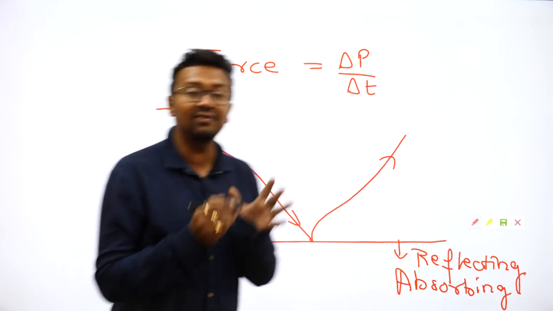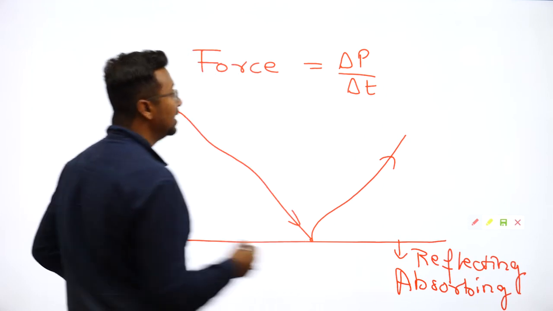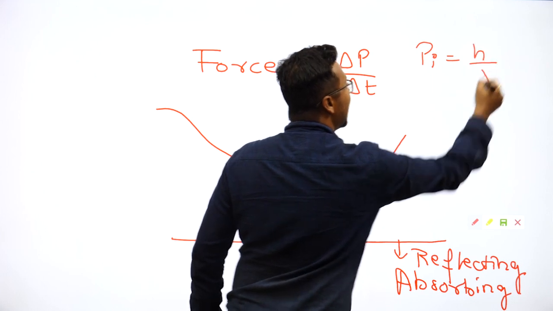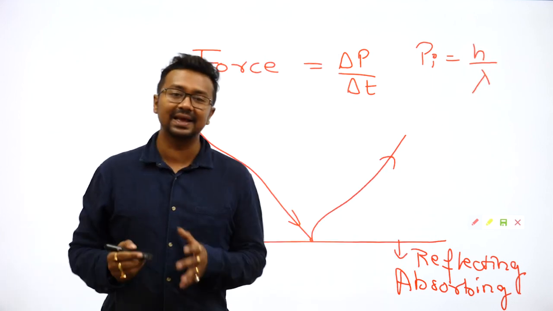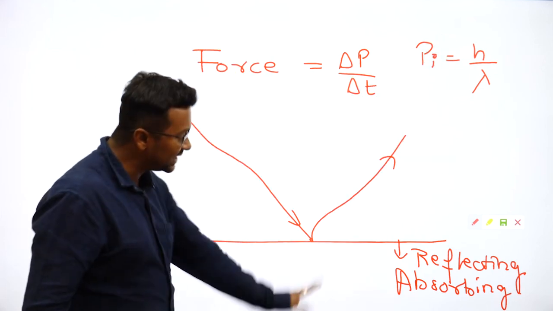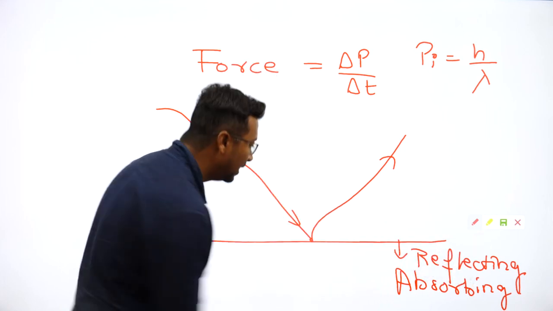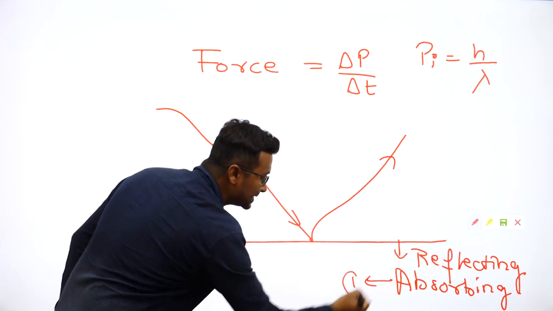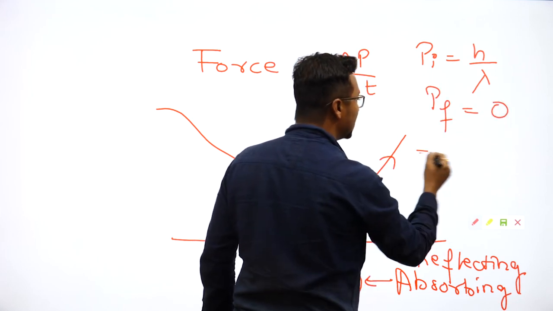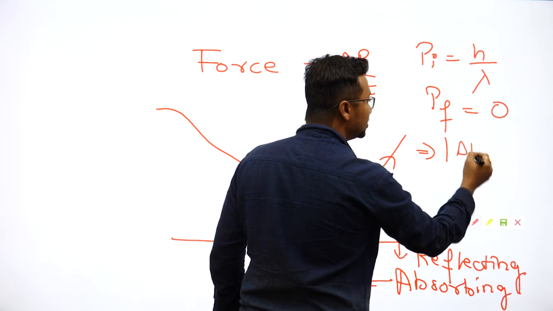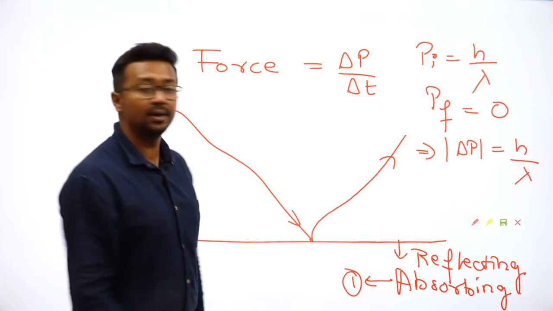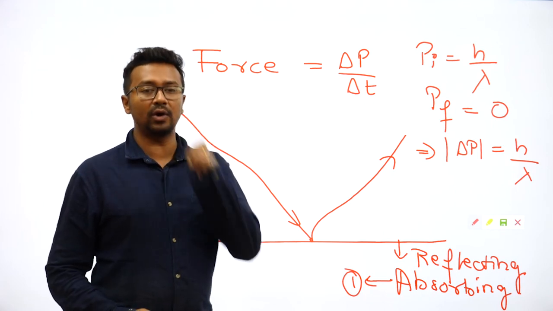Clear? How do we find the momentum? First of all, momentum initial, I can write as h divided by lambda. Right? From the concept of de Broglie wavelength we can get that the initial momentum will be h divided by lambda. Let us take the case when it is absorbing, case number one. So the final momentum will be equal to zero, which implies the modulus of the change in momentum will be h divided by lambda. Okay? Now, my dear students, very important point.